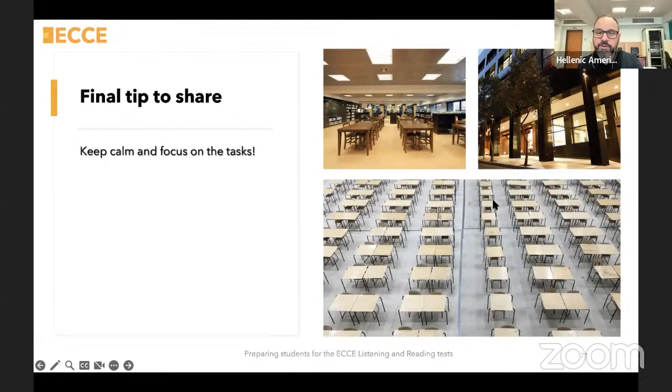So there's no extra time provided to transfer answers. Test takers will need to copy their answers on the separate answer sheet while they're listening and while they're reading, answering the questions in the GVR section.